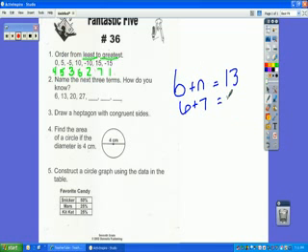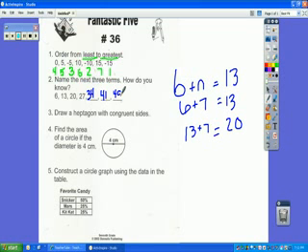equals 13. Will this hold true for the next? 13 plus 7 equals 20. And 20 plus 7 equals 27. So therefore, the next number will be 27 plus 7, which is 34. 34 plus 7, which is 41. And 41 plus 7, which will be 48.